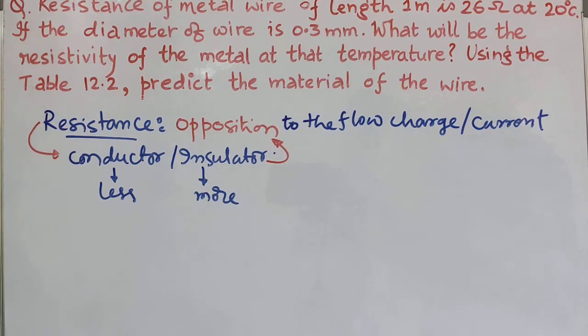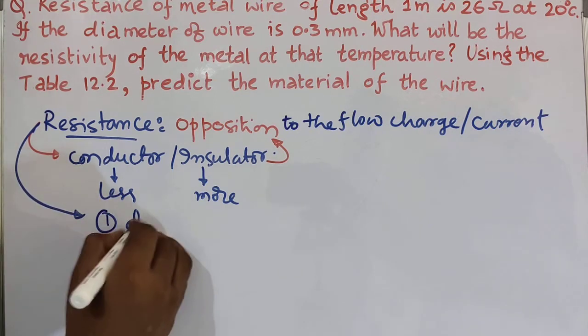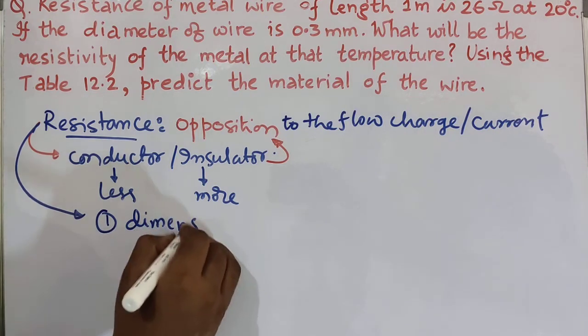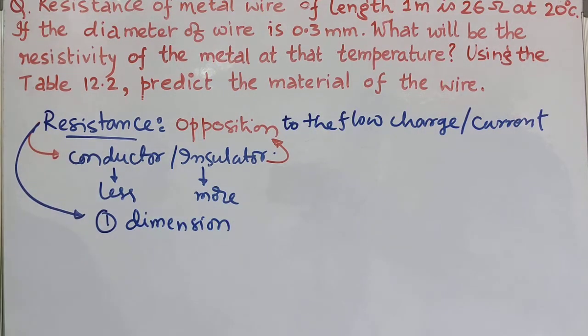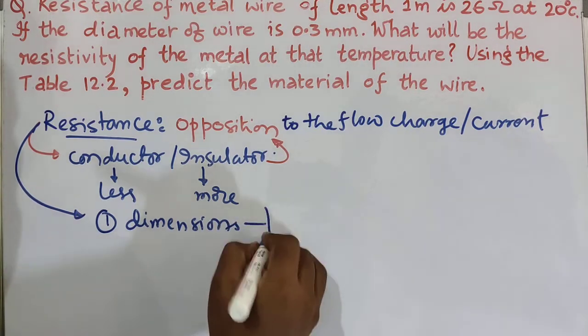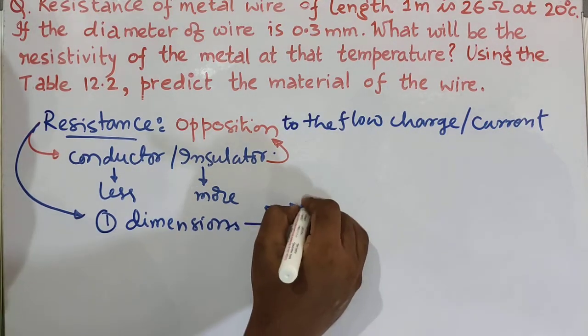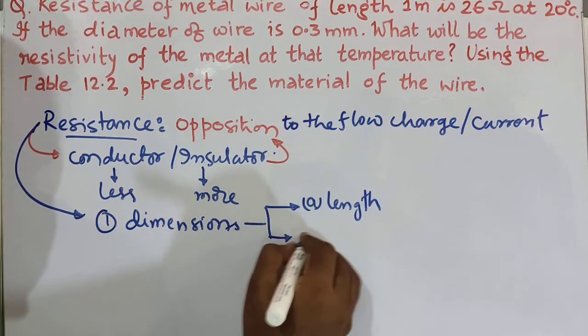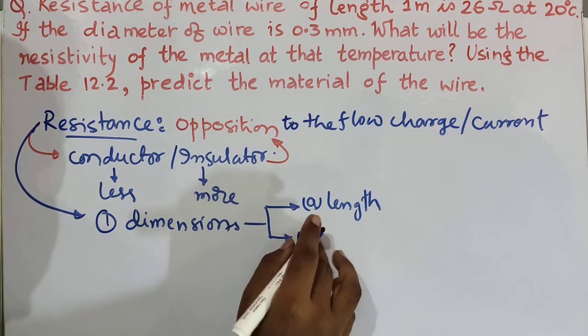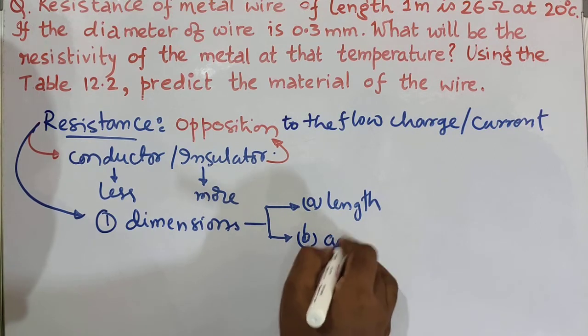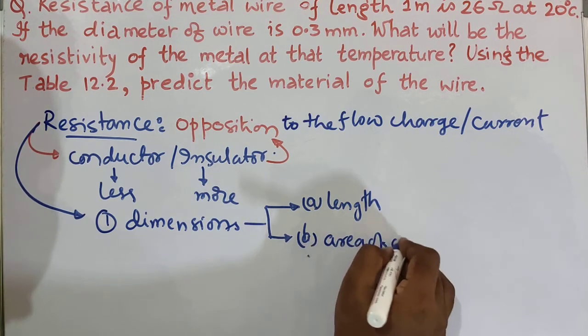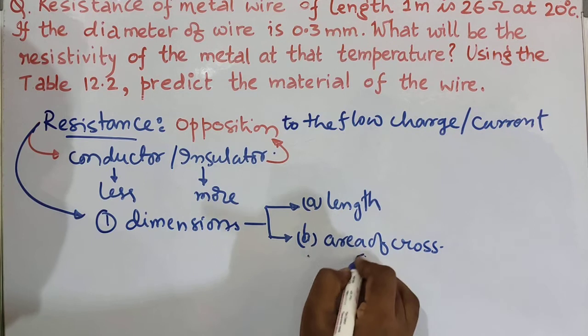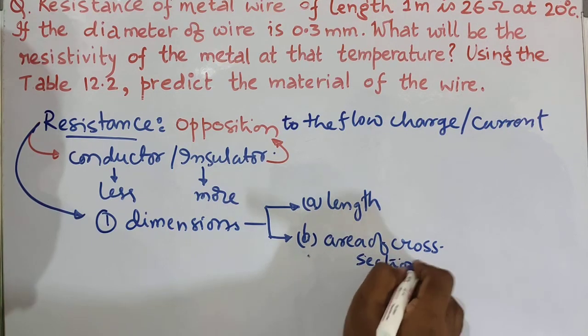So what are the factors on which this resistance depends? The factors on which this resistance depends are, number one, dimensions. What do you mean by dimensions? Dimension means two things. Number one, length of the material. Number two, area of cross section.